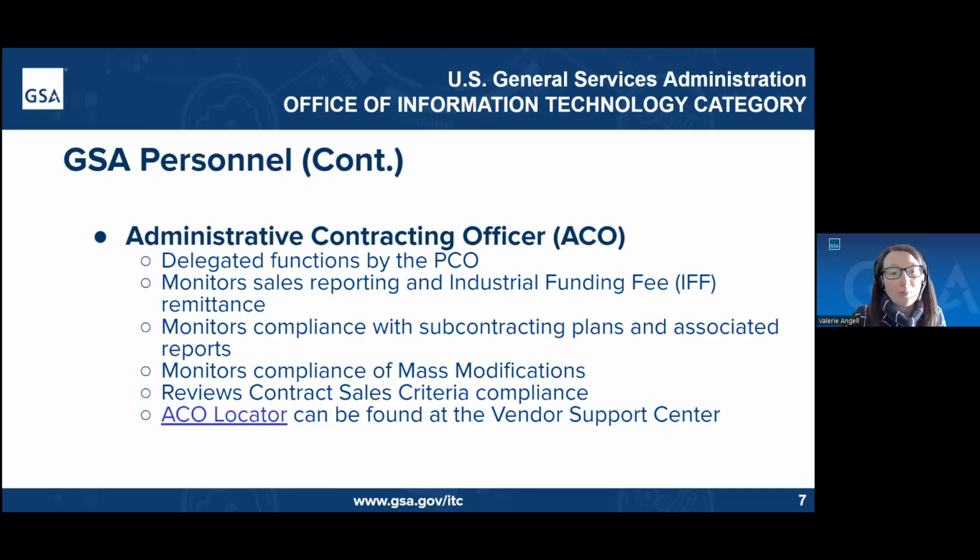The ACO also monitors compliance with mass modifications, which are modifications issued by the government, and we'll get into that a little bit later in this presentation. The ACO reviews contract sales criteria compliance, and the ACO locator can also be found at the Vendor Support Center. Again, if you're on that main homepage, just scroll all the way down and you'll find the ACO locator if you're ever wondering who is the ACO on your contract.